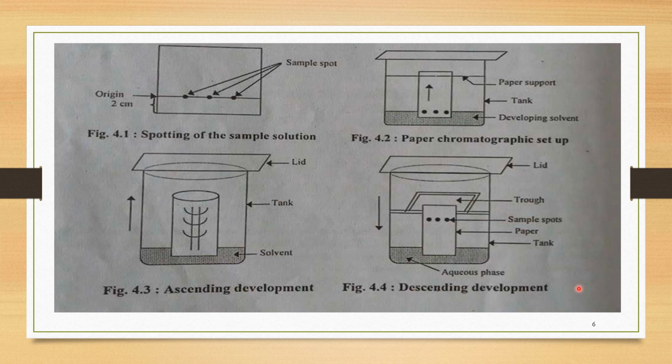Next one is descending development, in which we have to invert this filter paper, and from this filter paper, the solvent or the aqueous phase rises. So this is the fourth important step of paper chromatography, called descending development. So in this case, it is a descending development, while in this case, it is an ascending development.